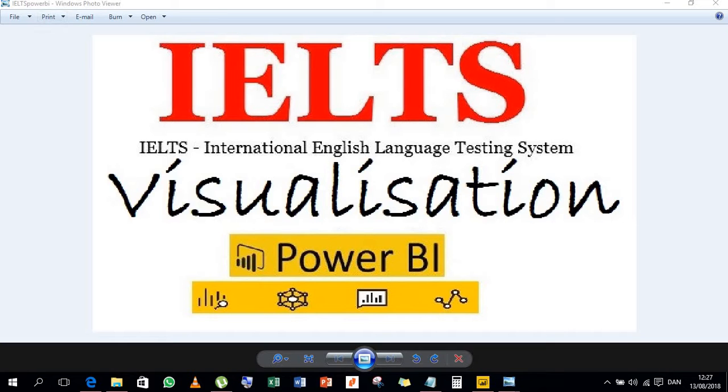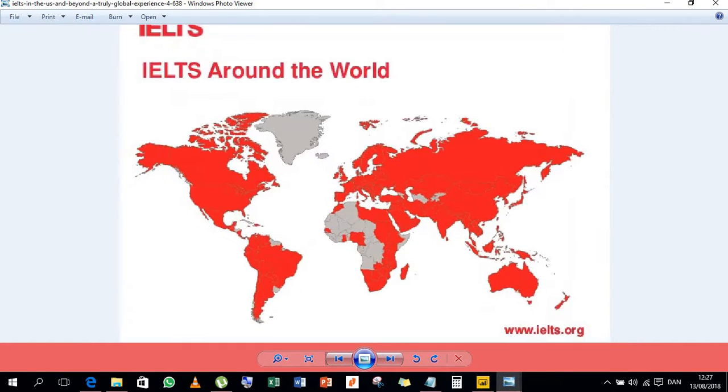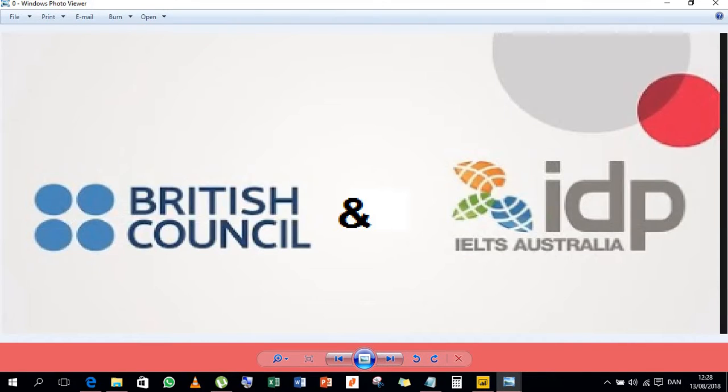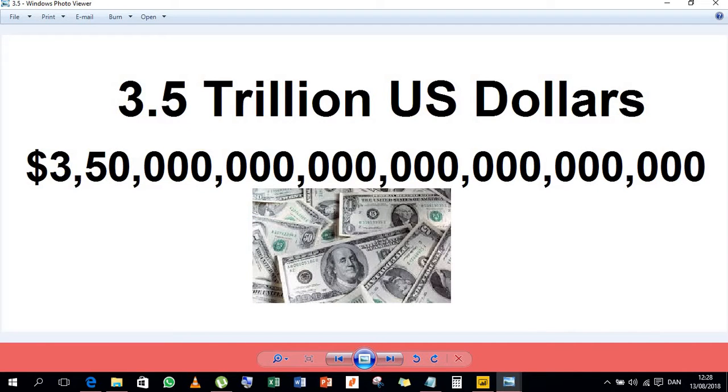So IELTS, as we all know, has captured the entire world except a few parts of Africa and Greenland, and it has made money from almost all the countries of the world. Who are the two main stakeholders? Those are the British Council and IDP Australia. Together they have made 3.5 trillion US dollars since the first half of 2018, and they're about to make another 3.5, which will be $7 trillion by the end of this year.